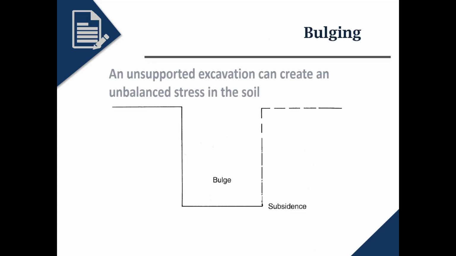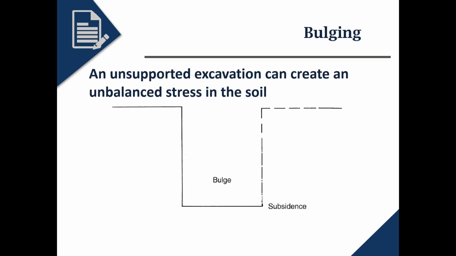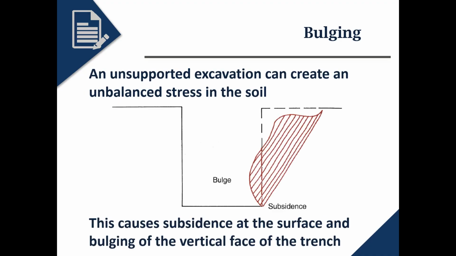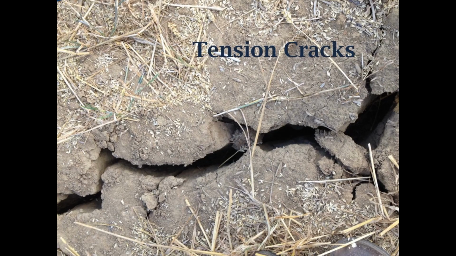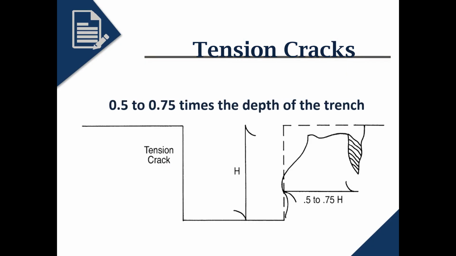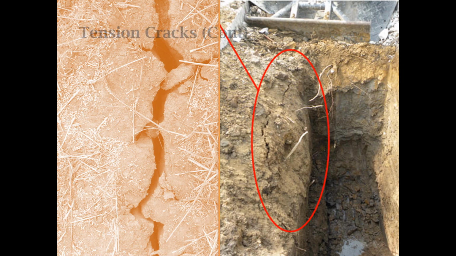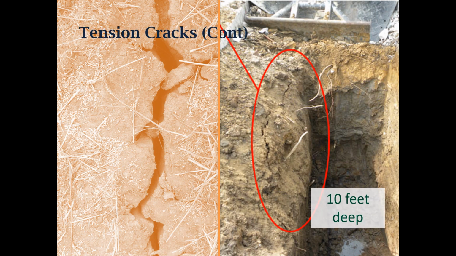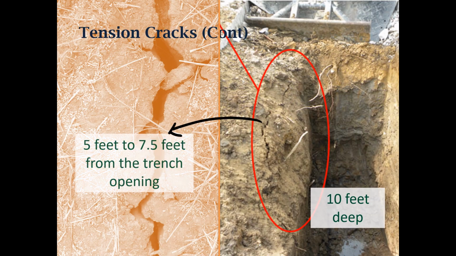An unsupported excavation can create an unbalanced stress in the soil, which in turn causes subsidence or falling soil at the surface and bulging of the vertical face of the trench. Tension cracks usually form at a horizontal distance of 1/2 to 3/4 times the depth of the trench. For example, if you have a 10-foot deep trench, you would see the tension cracks between 5 and 7.5 feet from the trench opening.